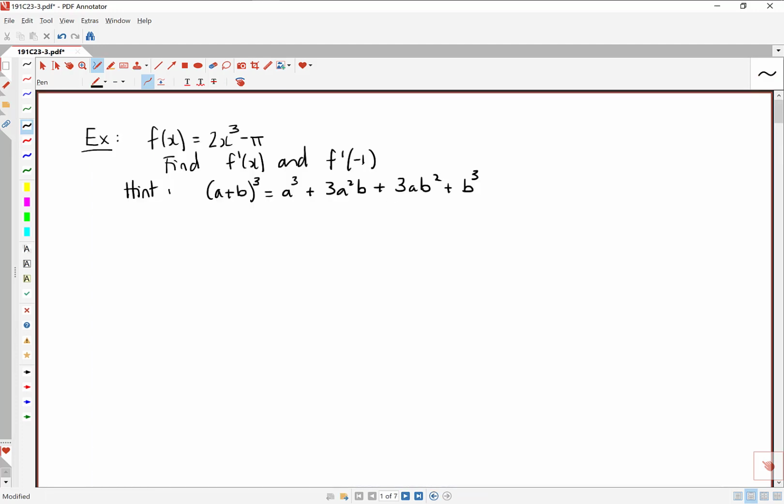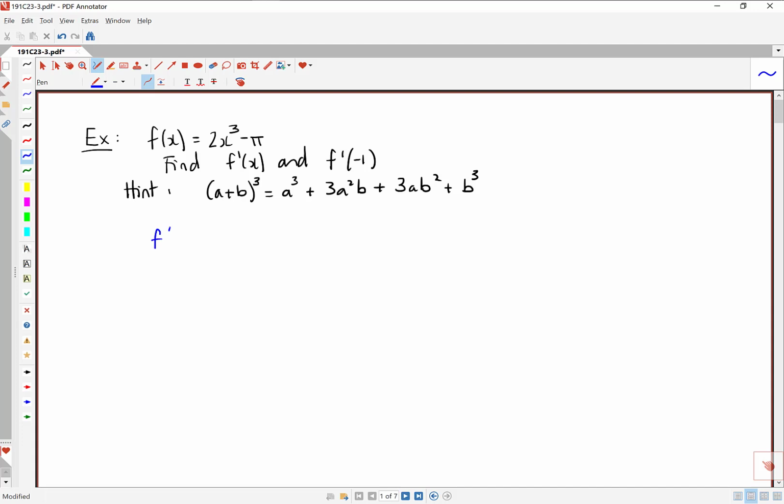So here's our problem. f of x is 2x cubed minus pi. We are going to find the derivative, f prime of x, and we're going to evaluate that at a specific x value after we've done the problem. There's a hint to go along with this. We've got a reminder here for how to expand the cube of a sum. So let's get into the calculation.